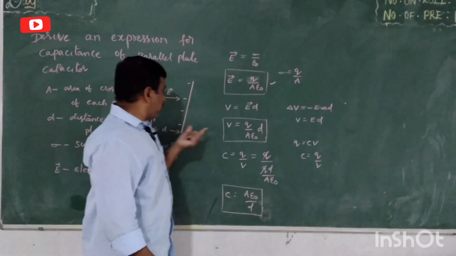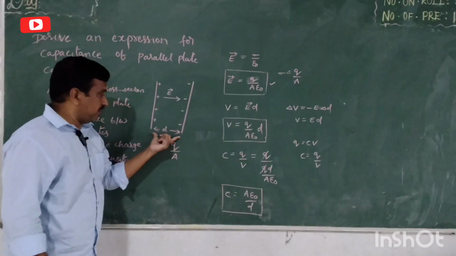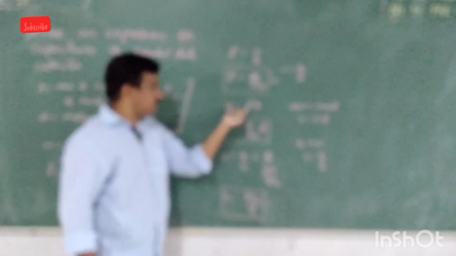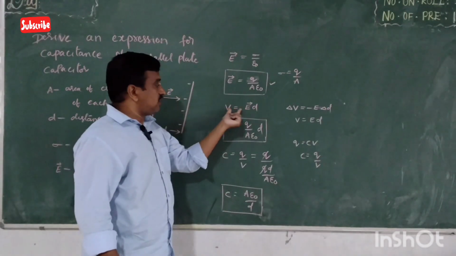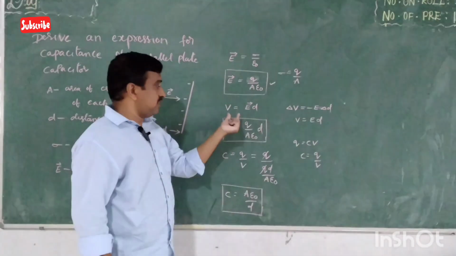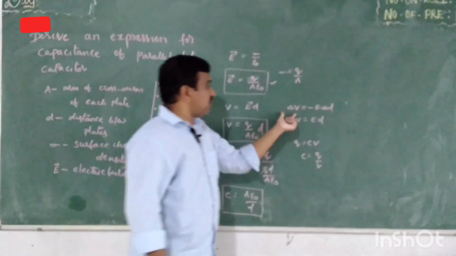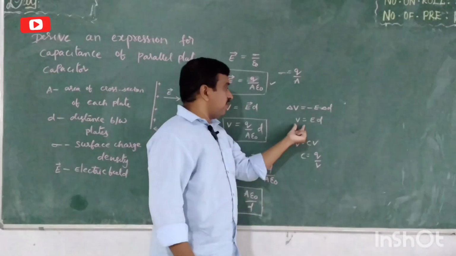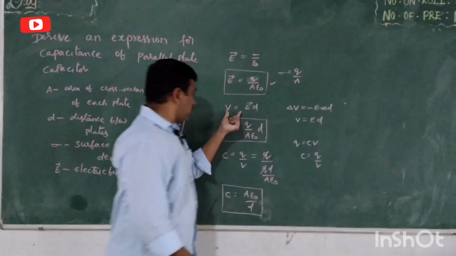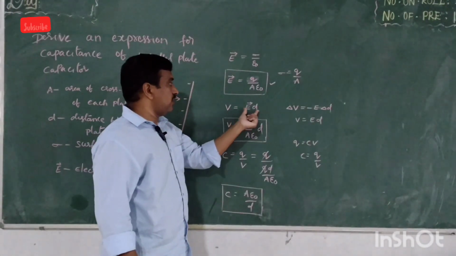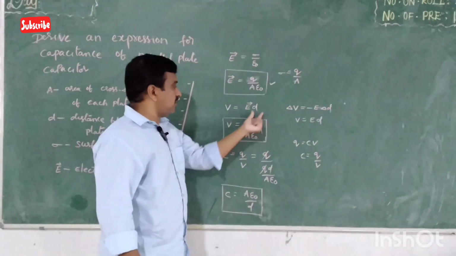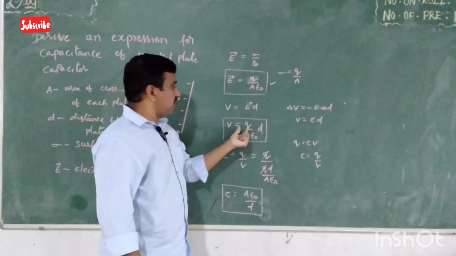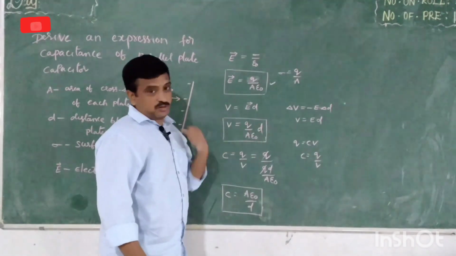Now we can find out the potential difference between the plates. That is V. The relation between V, potential difference, electric field and distance is V equal to ED. Actually, delta V equal to minus E delta D, but we can take V equal to ED. E means Q by A epsilon naught, times D. So V equals QD by A epsilon naught.